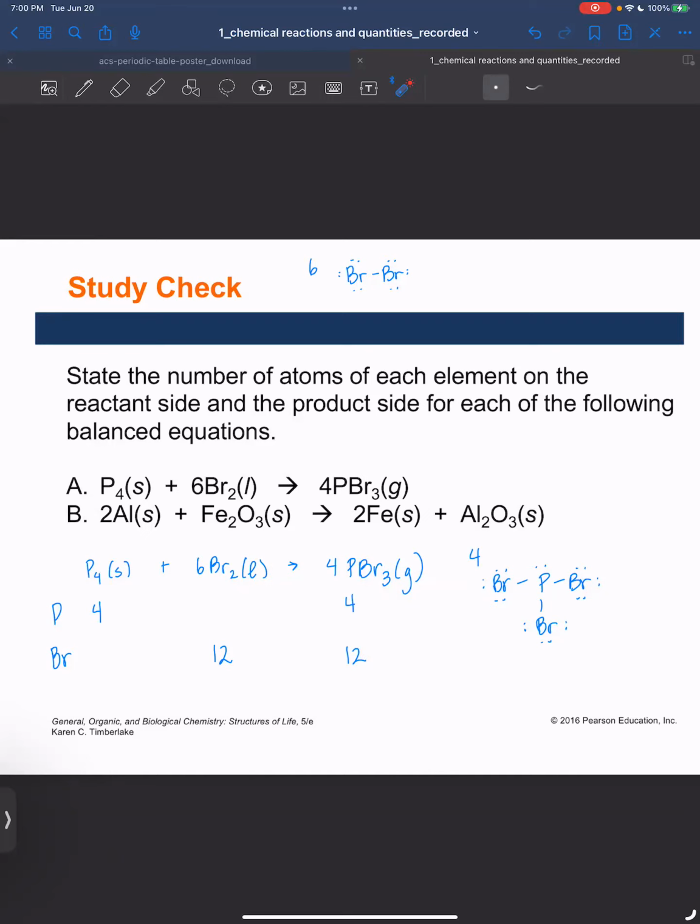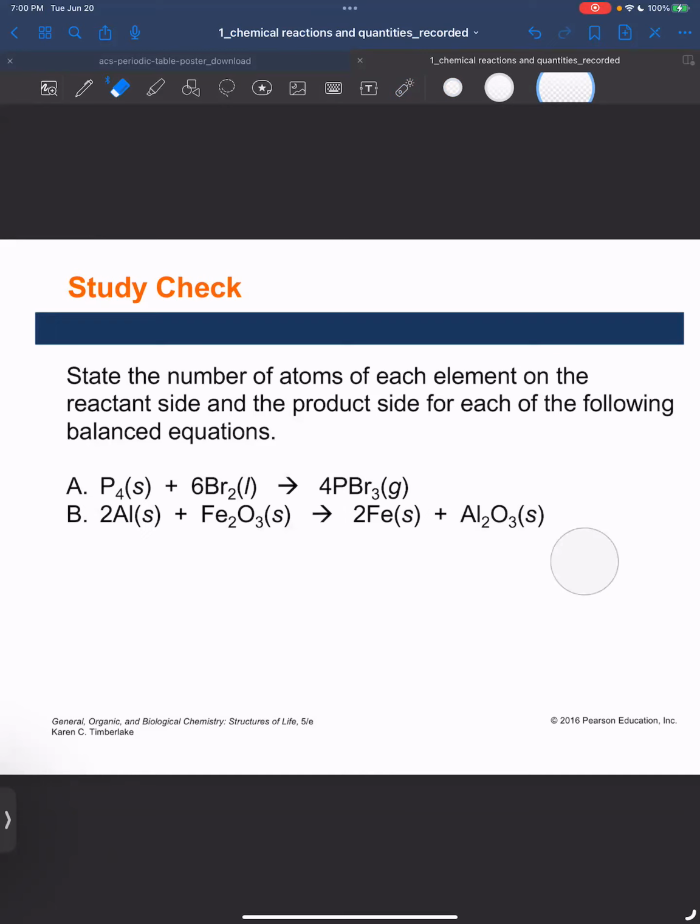All right, let's do the next example, B. I'm going to go ahead and erase what we have here so I can write below again. And right now I'm just going to write it as is, the table underneath. We have aluminum, iron, and oxygen as the different elements in this equation. How many aluminums did you count for the reactant side? 2. And what about for the product? Also 2.